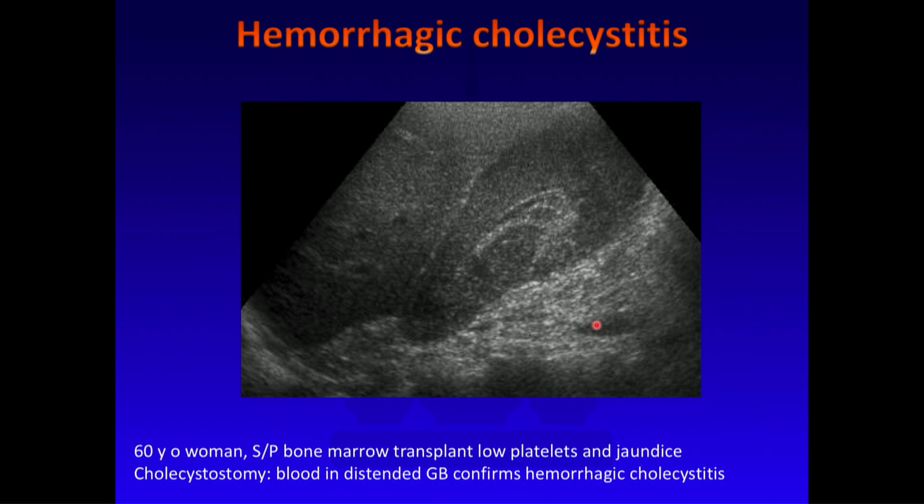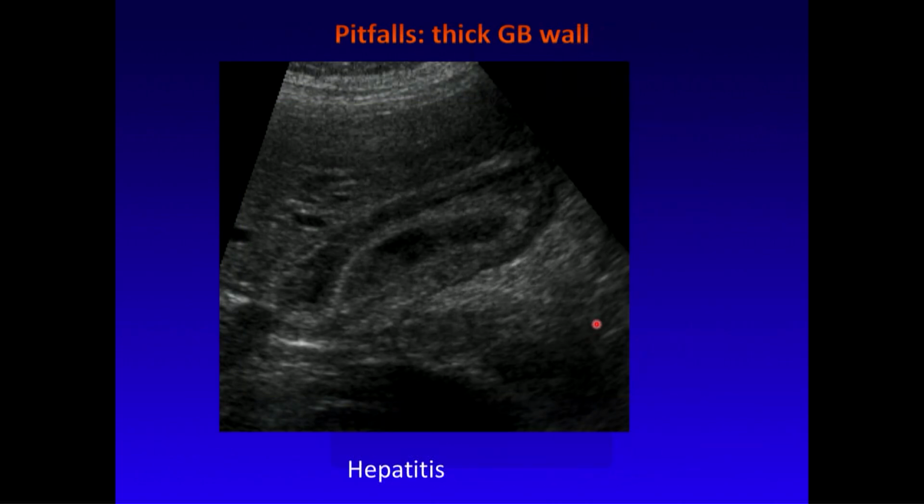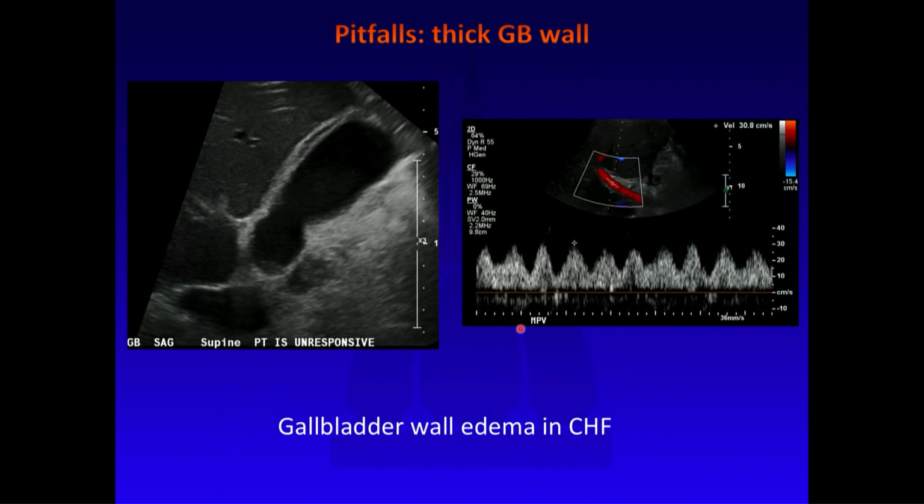Now let's talk about some pitfalls. First of all, a thick wall in and of itself, isolated, does not mean acute cholecystitis. So this is a patient who has a very thick gallbladder wall, but the gallbladder is not distended. On the contrary, it's contracted, and the patient was not particularly tender. And I've seen a very thick gallbladder wall with multilayered hypoechoic as well as hyperechoic areas in patients with hepatitis. Patients who have heart failure can also have edema in the gallbladder wall.